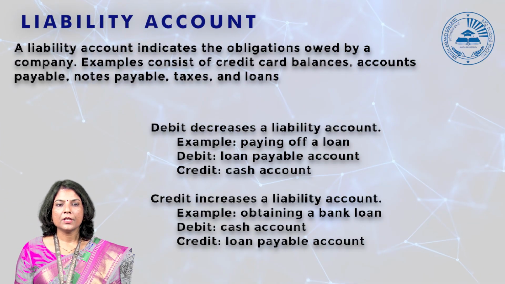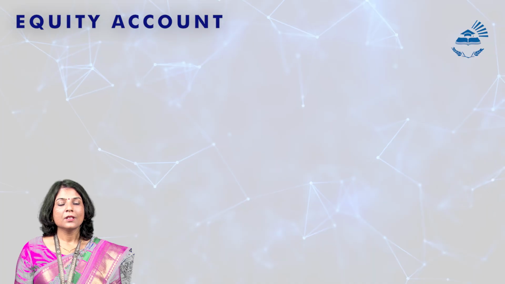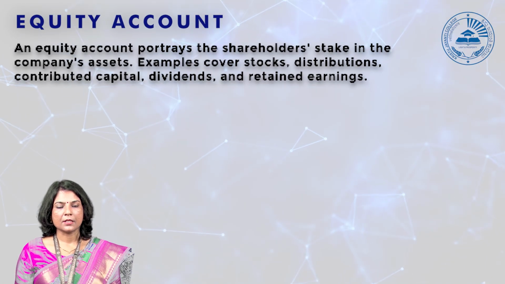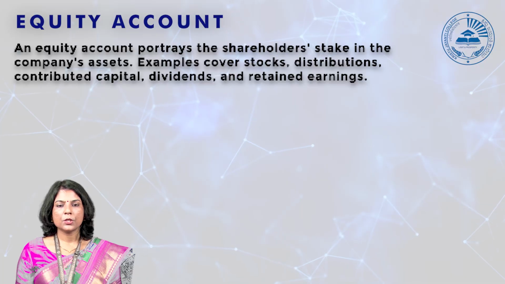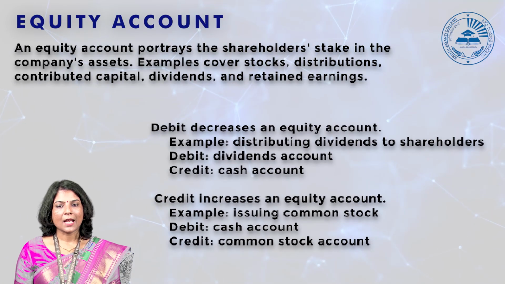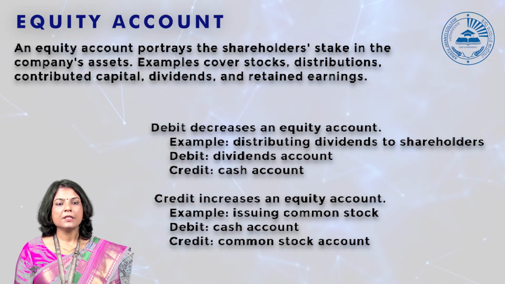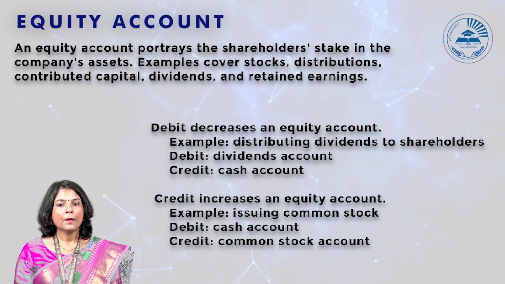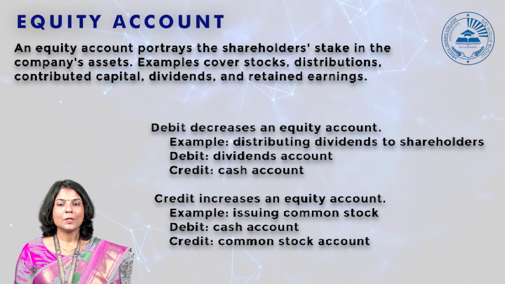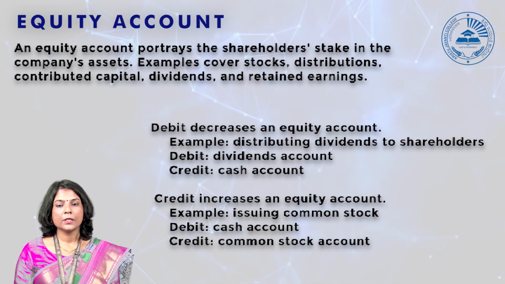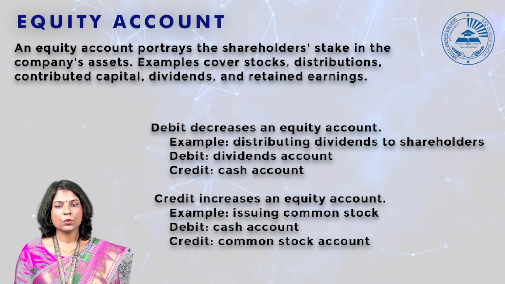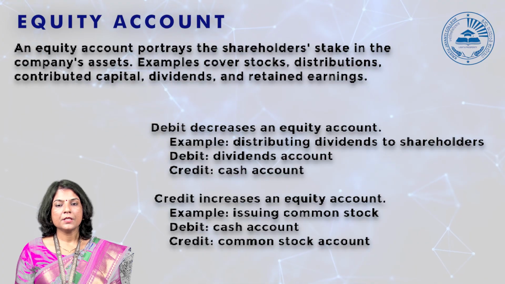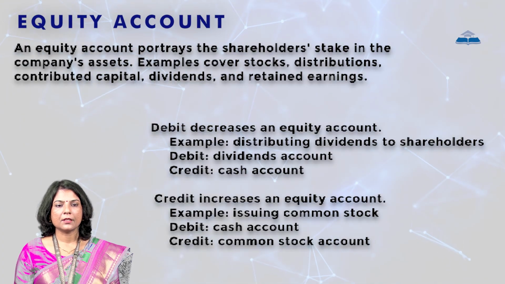Next is the equity account. An equity account represents the shareholders' stake in the company's assets. For example, stock, contributed capital, dividends and retained earnings all count toward the equity account. A dividend is the percentage of profit which is divided among the shareholders, and the remaining amount which the company keeps for itself is retained earnings.